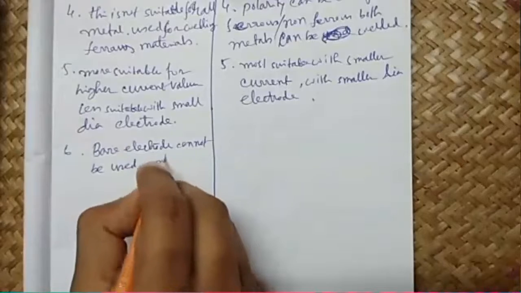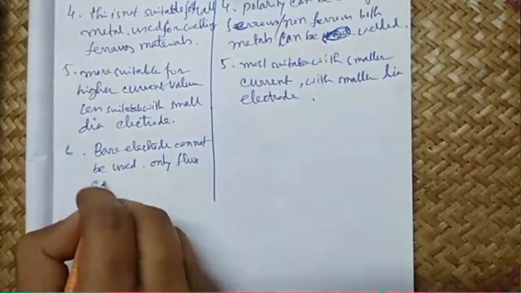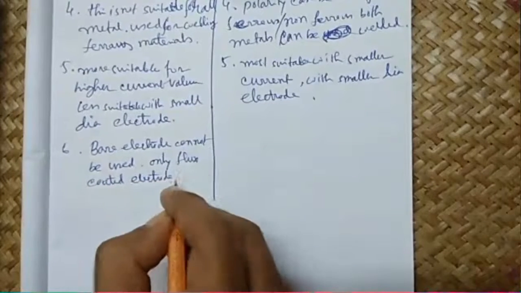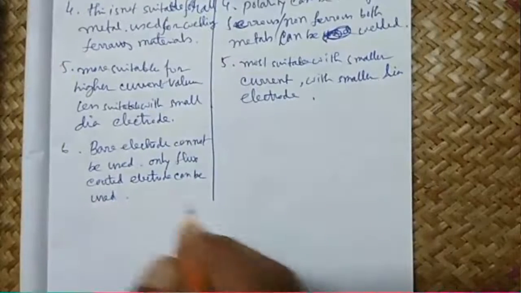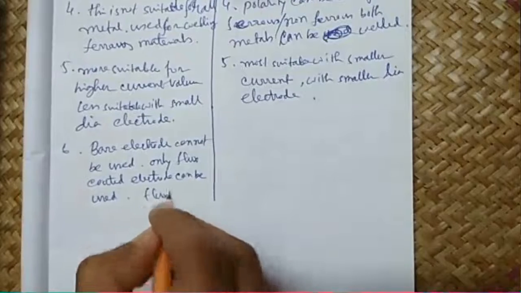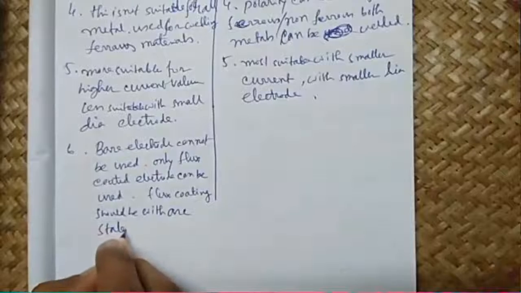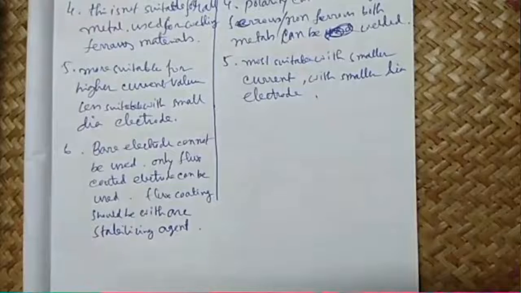Only flux coated electrode can be used. Now, this flux coating should be with arc stabilizing agent like iron powders.